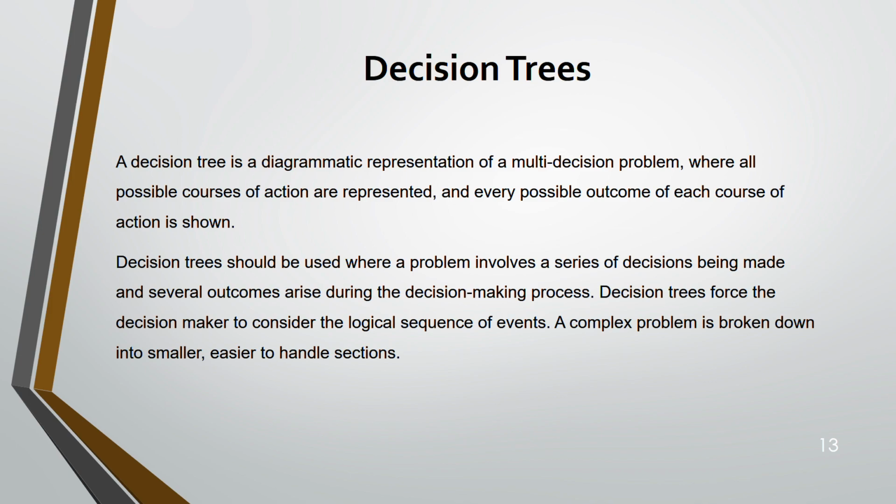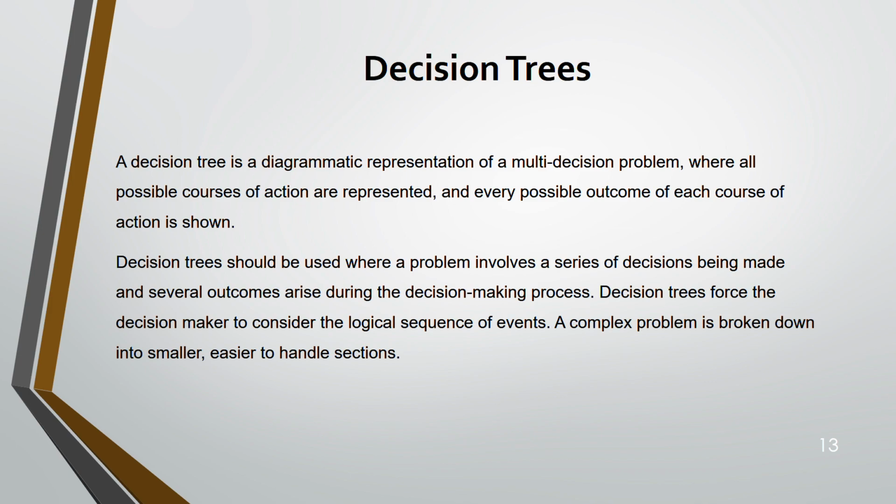A decision tree should be used where a problem involves a series of decisions you have to take. This decision tree will force the decision maker to choose the decision based on a logical sequence of events. If this happens, then this will happen. If this happens, then this will happen. Ultimately, you are going to choose the branch which gives you the highest EV, expected value. You have to calculate EV here.